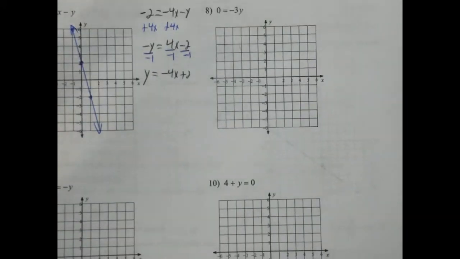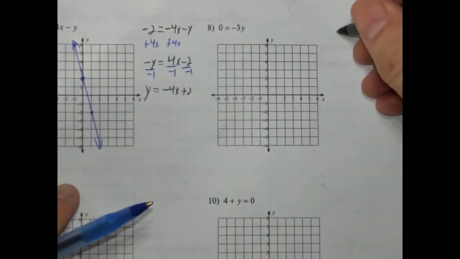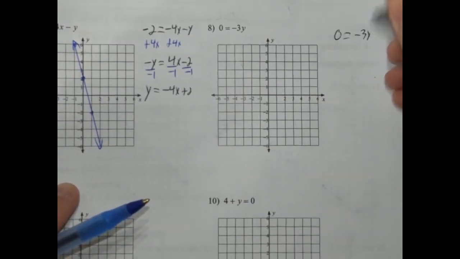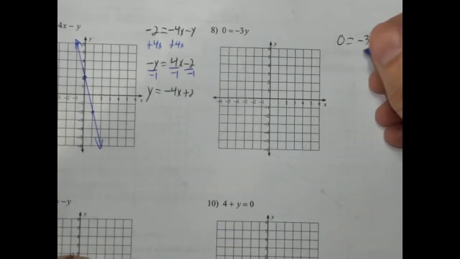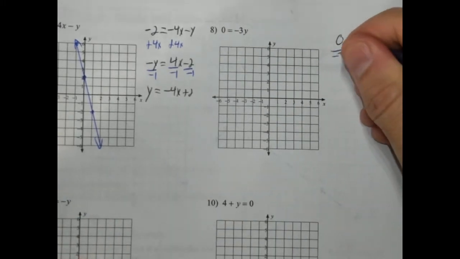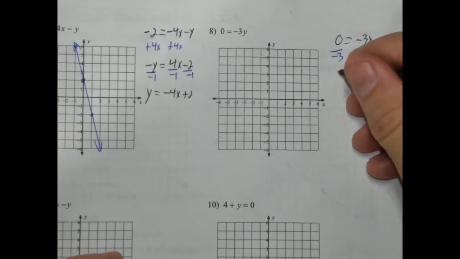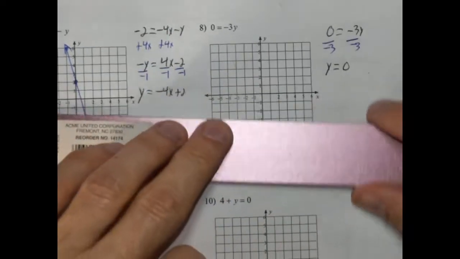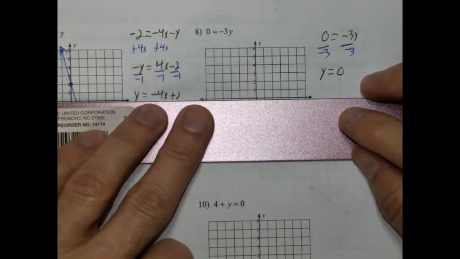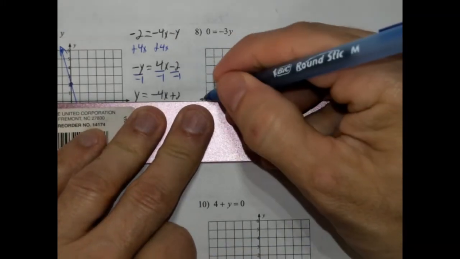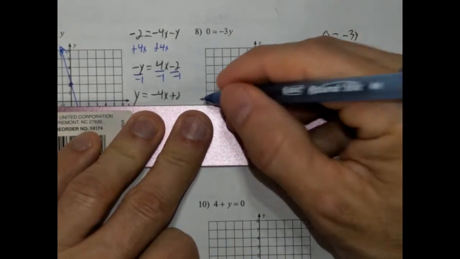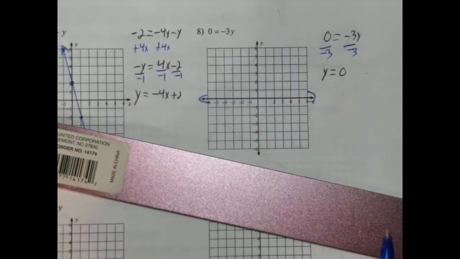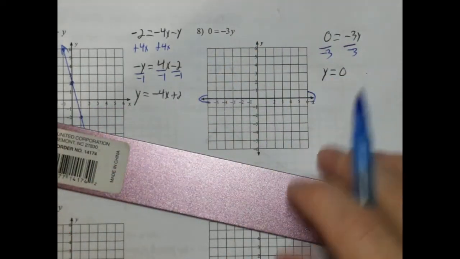Okay, 0 equals -3y. Oh, that's an interesting one. 0 equals -3y. We're going to divide everything by -3, but guess what? You can see what's happening here. Y will be equal to 0. So if y is 0, that means it's going to be a horizontal line because y is not changing. And it's actually just the x-axis. It's hard for you to see, but that's our line.